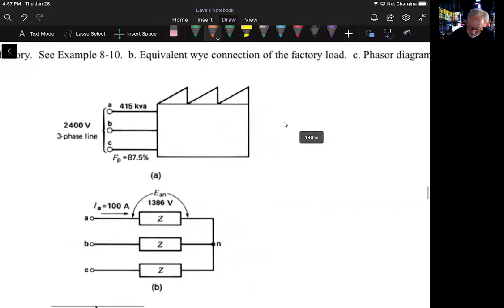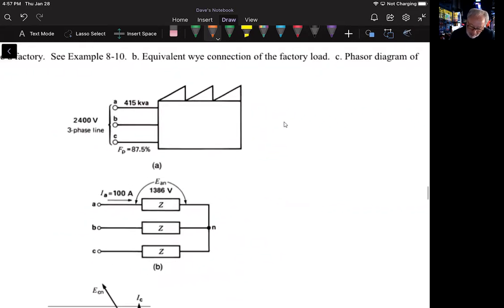So for our particular problem, he says, I have a manufacturing plant that draws a total of 415 kVA from a 2400 volt line, 3-phase. If the plant has a power factor of 87.5%, lagging, remember power factor always has a lagging or leading. It describes the relationship of the current to the voltage. So if the current is lagging, it's inductive.